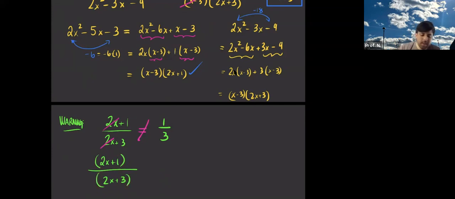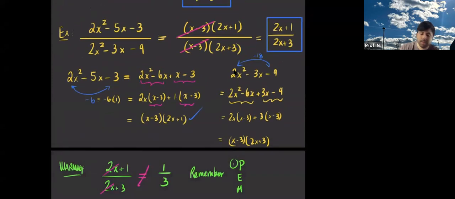So if you were to say, hey, let me cancel the 2x's, what you're saying is that division comes first, then parentheses. But according to PEMDAS, parentheses comes first, then division. So that's why this is not permissible. It's because of PEMDAS. So remember PEMDAS. Parentheses is first.